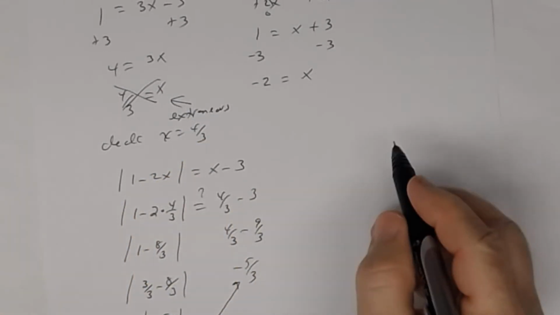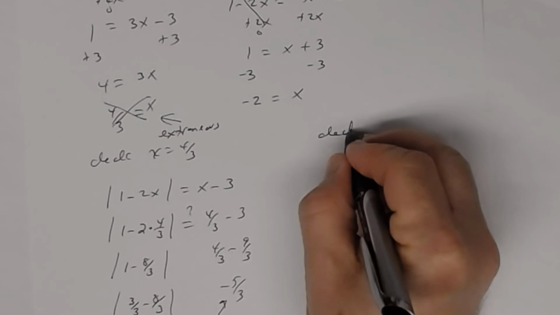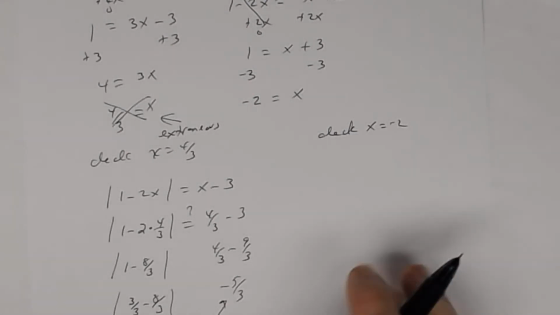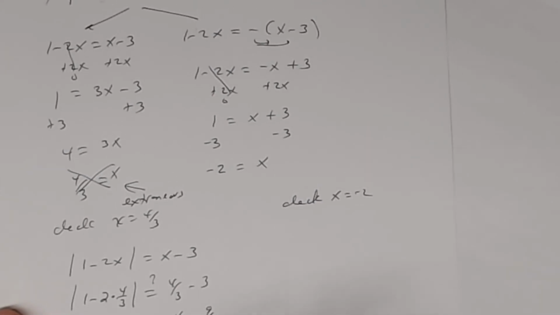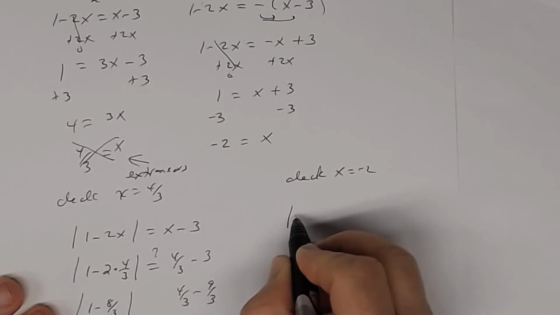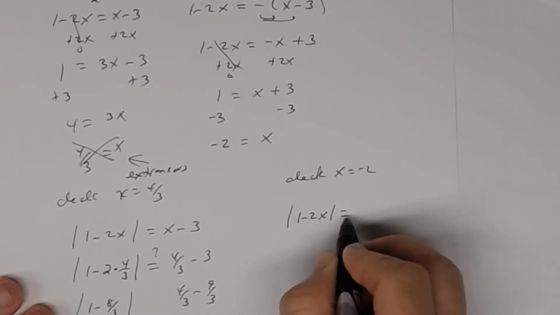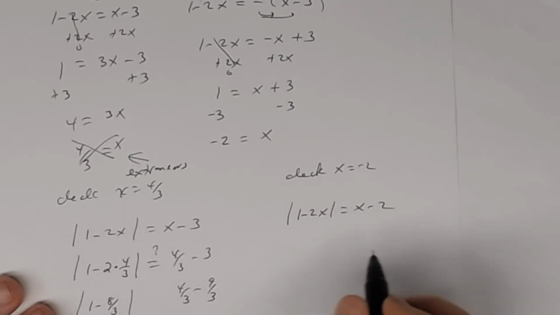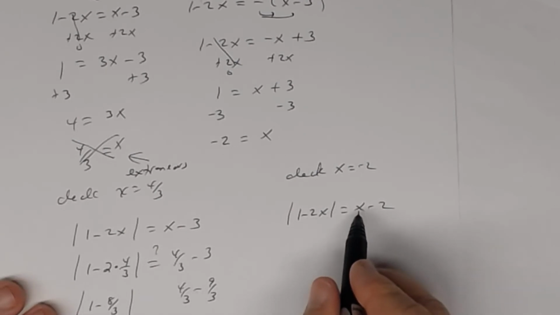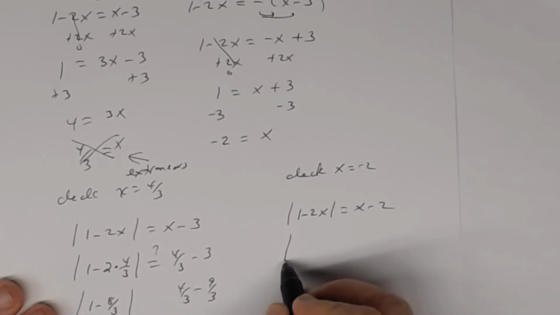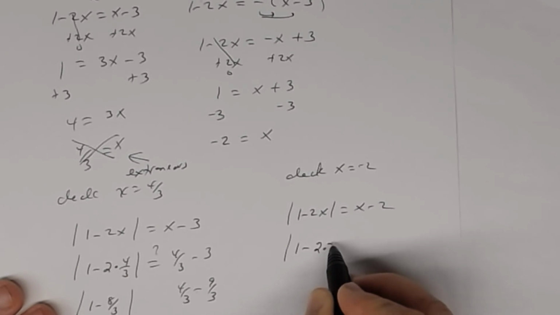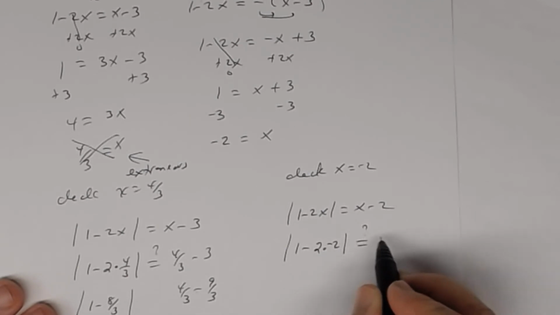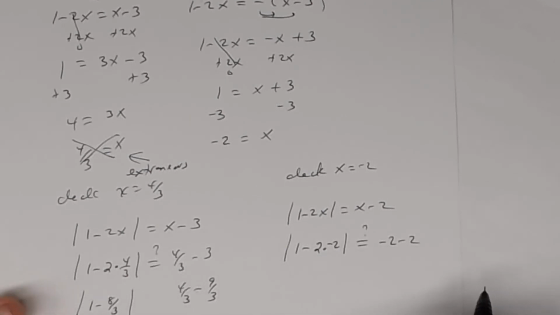Now let's check x equal negative 2. Go back to the original, and you have the absolute value of 1 minus 2x is equal to x minus 3. So in place of x, you're going to substitute negative 2. So I get the absolute value of 1 minus 2 times negative 2. And I want to see if that's going to equal negative 2 minus 3.